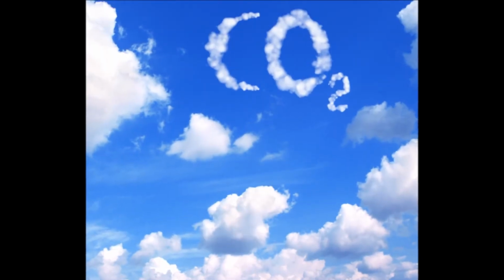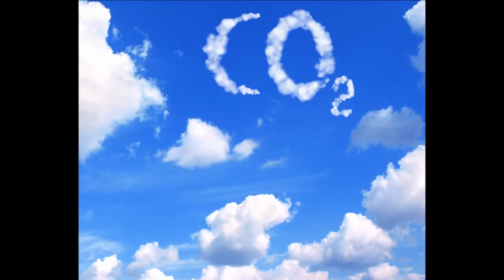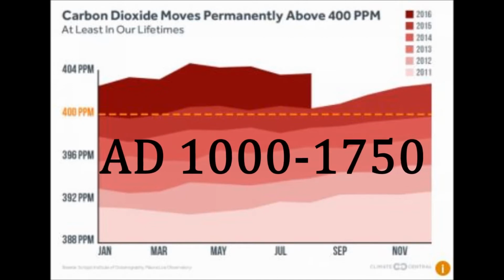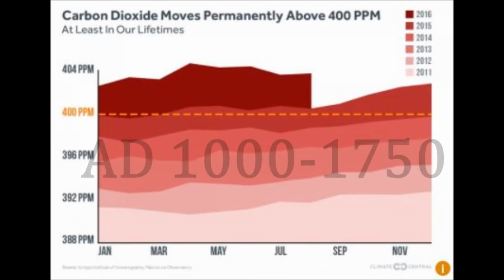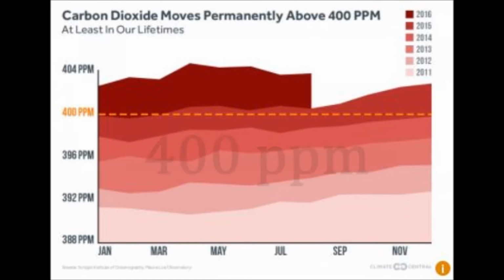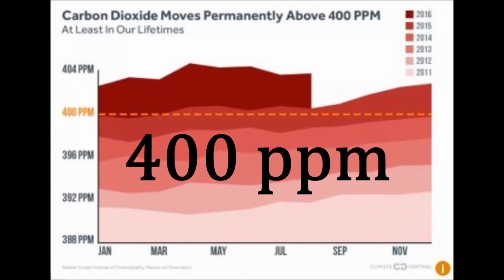Carbon dioxide is the main source of heat-trapping gas and has increased dramatically over the years. As you can see from the graph, there has been a steady increase in CO2 parts per million from only 2011. When tracing the concentration back to the pre-industrial era, AD 1000 to 1750, the concentration was roughly 280 parts per million, and today it is roughly 400 parts per million.